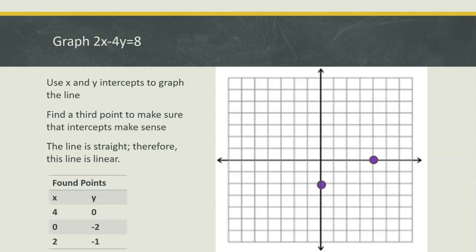And we know that we can use 2 for x because it is in between those 2 points, and then we can solve for y. And if we solve using that coordinate pair, we'll find that the coordinate 2, negative 1 is in between those 2 intercepts, and that does make a straight line. So these intercepts do make sense. This is a straight line, making this a linear equation.